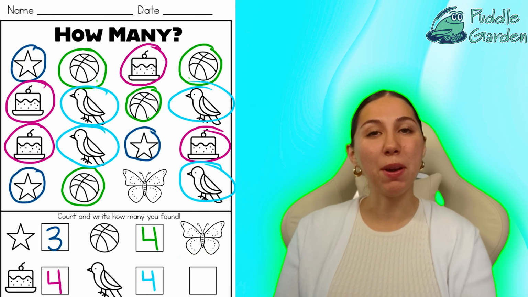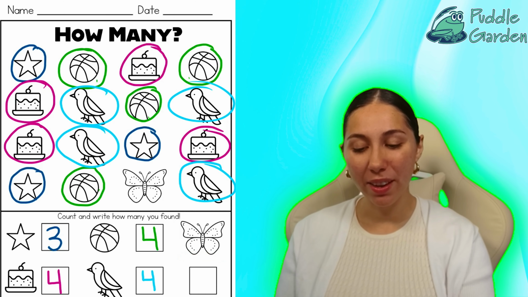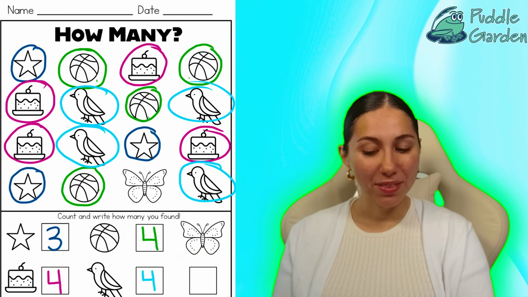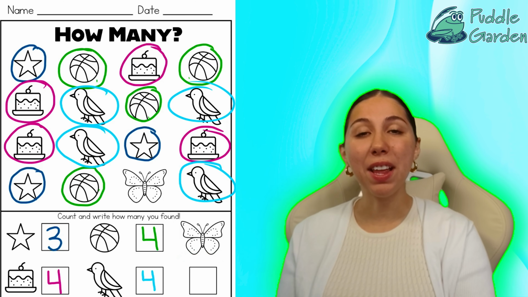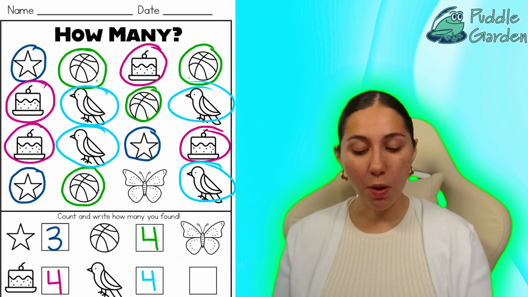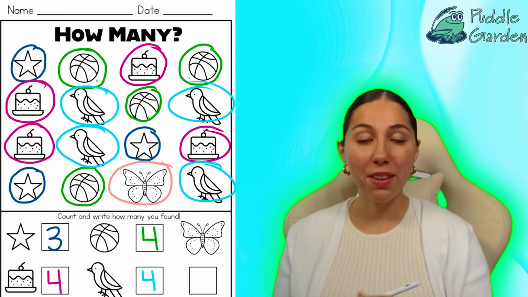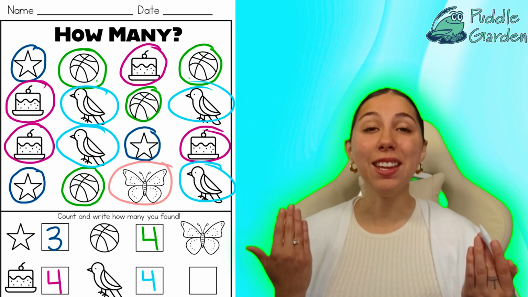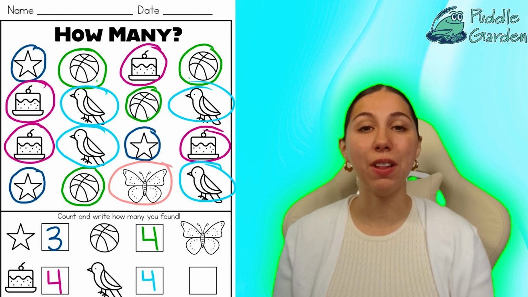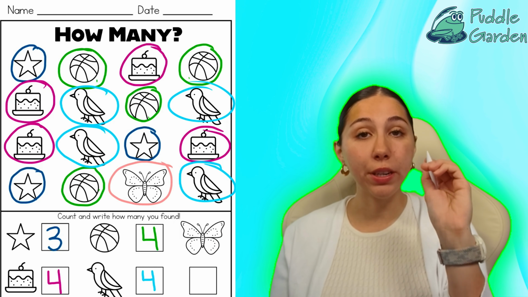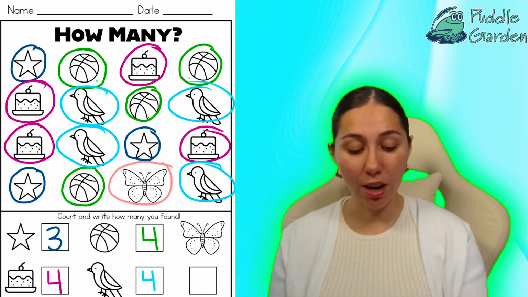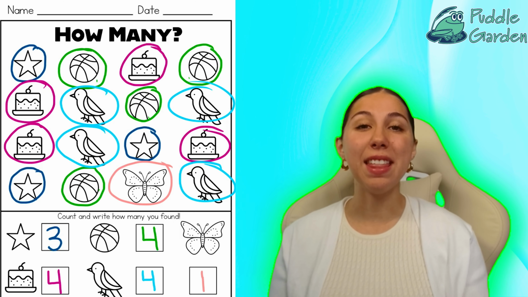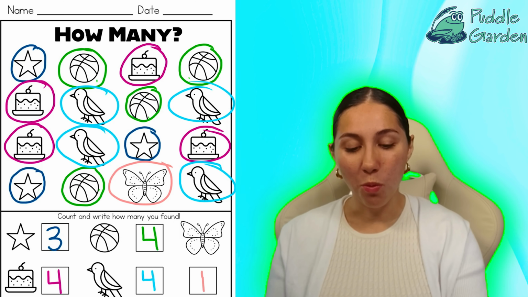Do we have any butterflies on our page? Can you find any butterflies? I see one right here in our bottom row. Are there any more butterflies? No, it looks like there's only one butterfly, so we're gonna write a 1. We're gonna start at the top because we always start at the top. And then we're gonna draw a line down, and that is our 1.